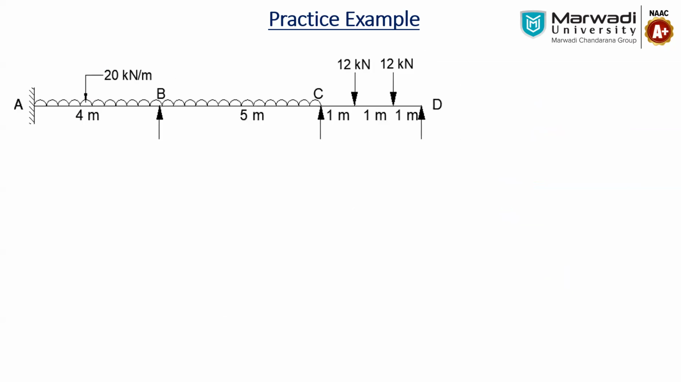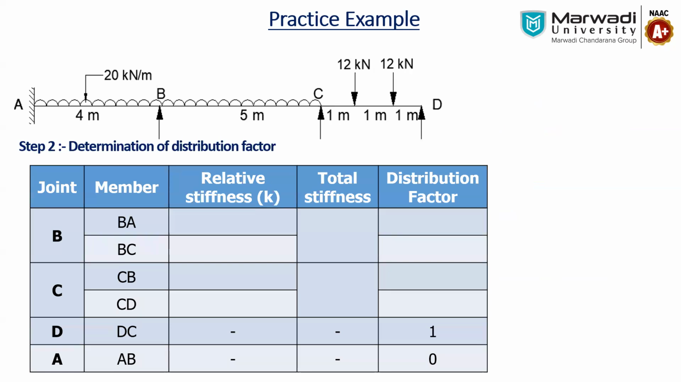Next, as we have seen the effect of the distribution factor, let me discuss the distribution factors for this one. At support A, as it is a fixed end, the distribution factor is 0, while support D is a hinge, a simple support, so the distribution factor is 1. Now if we talk about B, the members connecting are BA and BC.